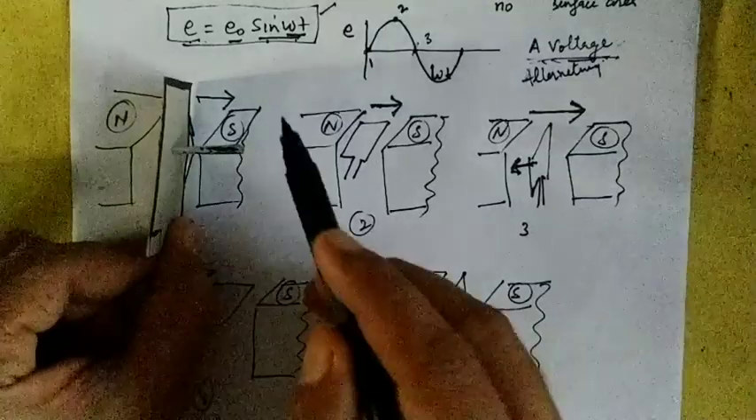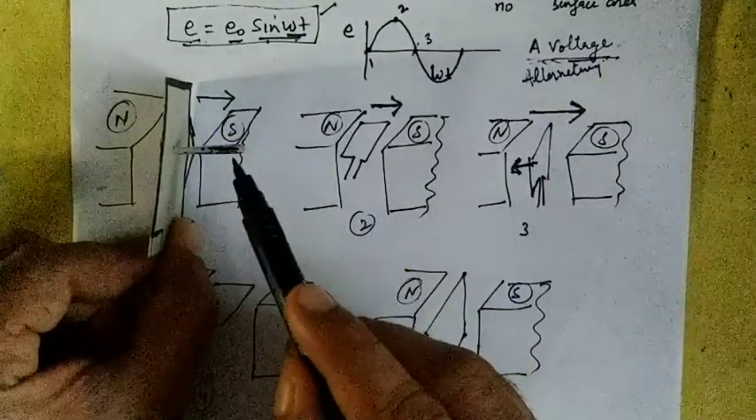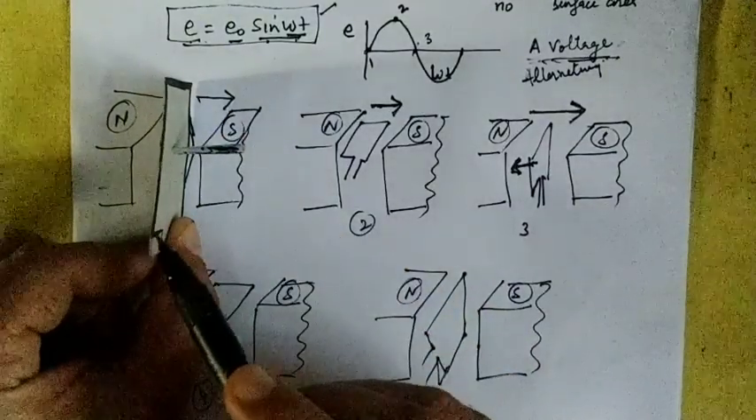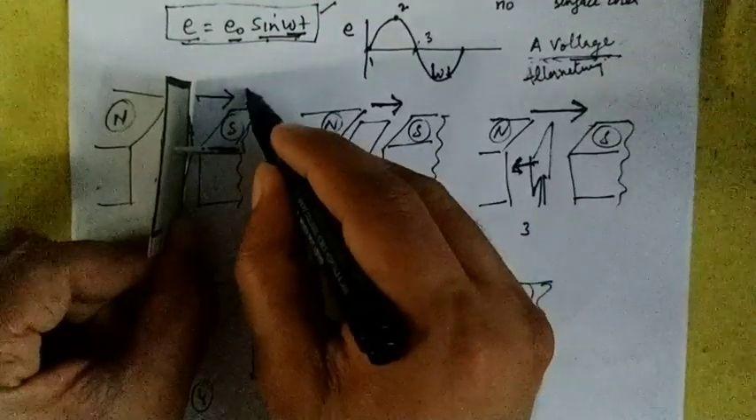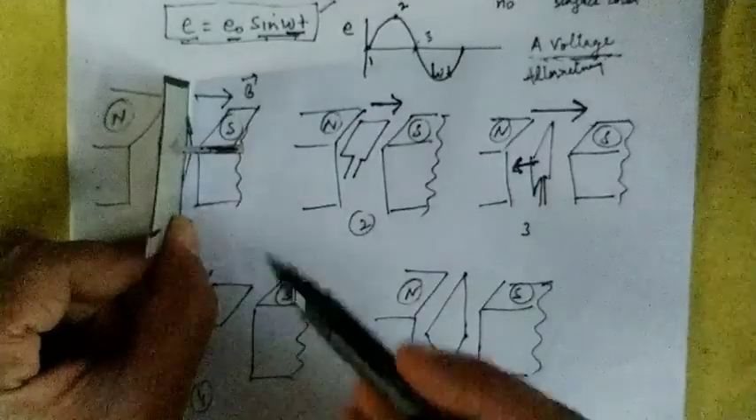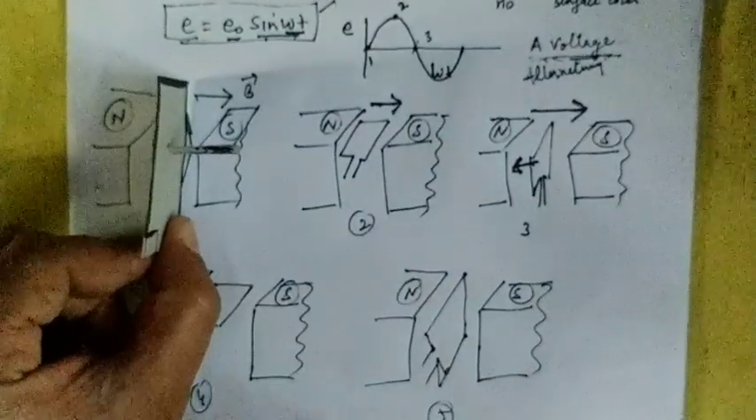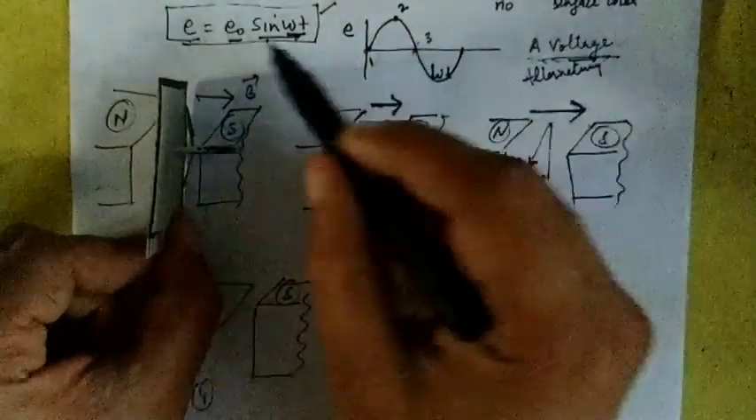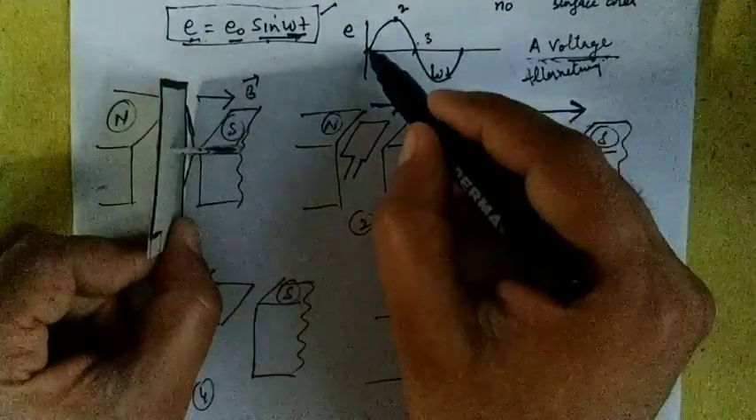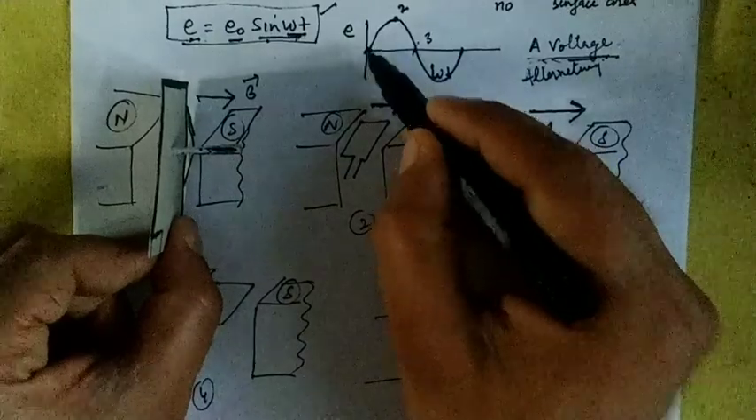So see here, the direction of the magnetic field and the direction of the surface area of this armature are along the same direction. So the angle is 0 degree. So sine 0 is 0. So induced EMF will be equal to 0, and it is represented by this point.